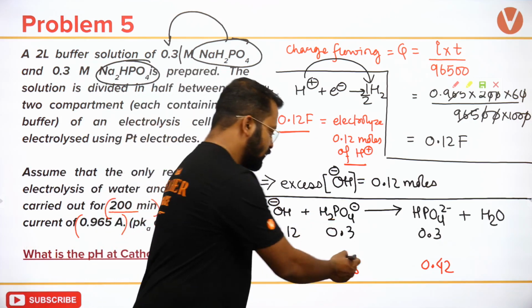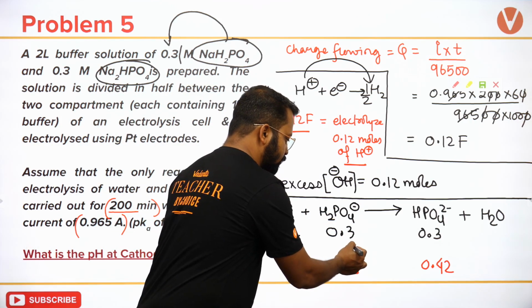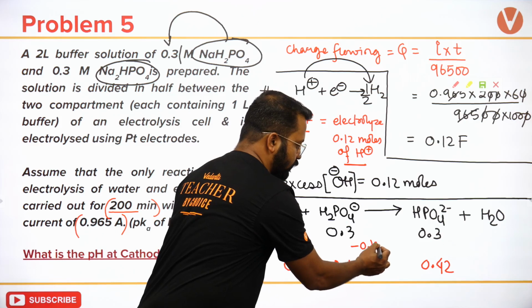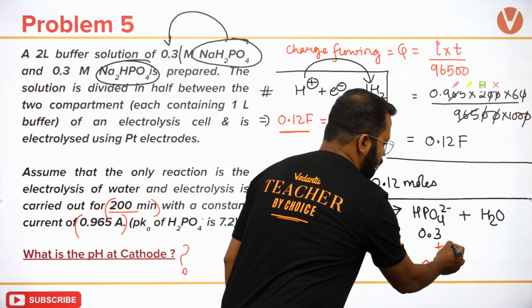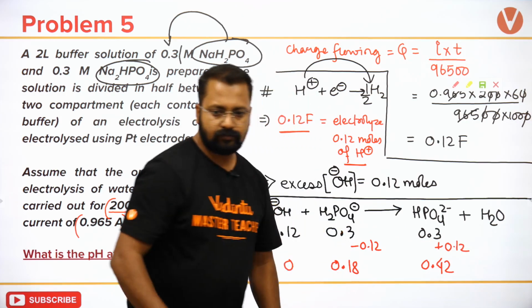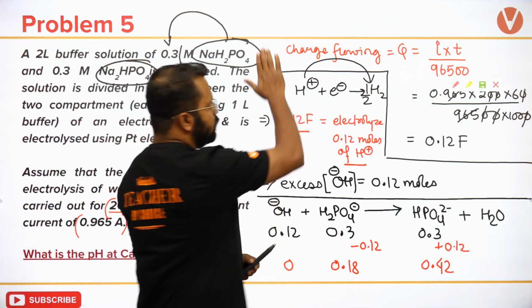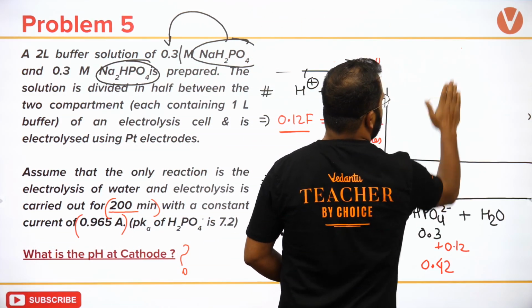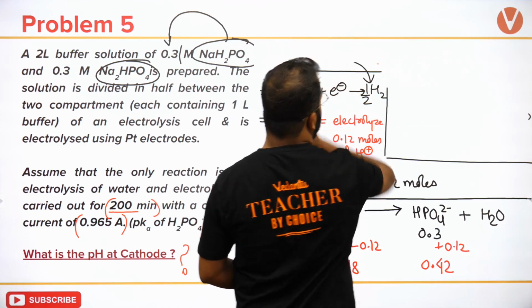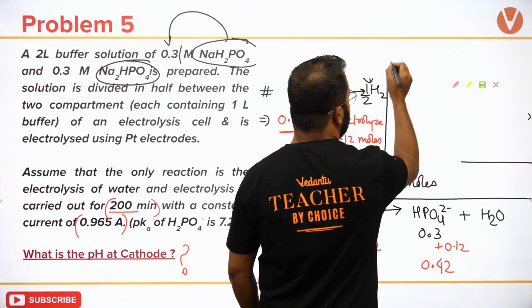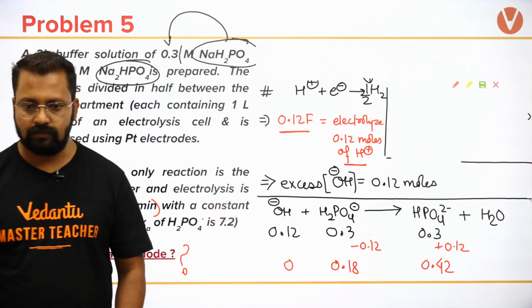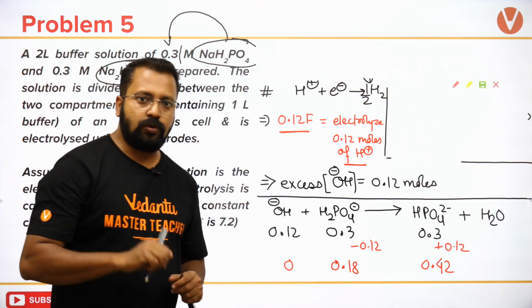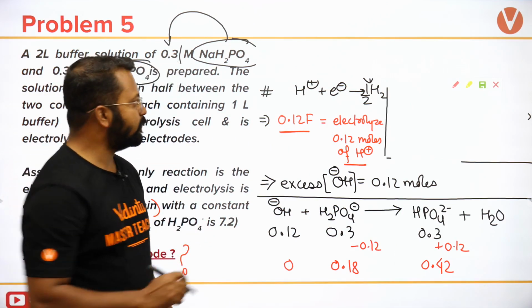I will subtract 0.12 over here and I will add 0.12 over here. Clear? Now I have to calculate pH. तो हम pH कैसे कैलकुलेट करेंगे? ये देखो तरीका क्या है pH कैलकुलेट करने का. एक इक्वेशन होता है which is known as Henderson's equation.